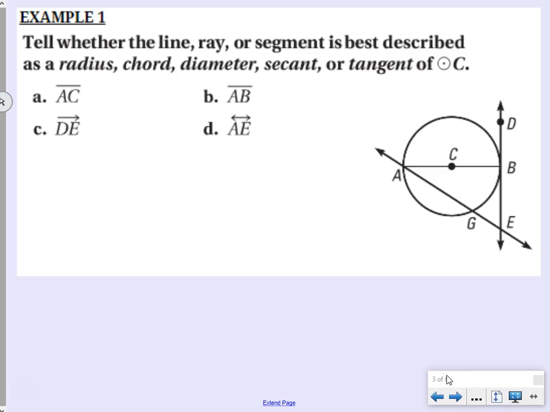All right, example 1. Tell whether the line, ray, or segment is best described as a radius, chord, diameter, secant, or tangent of circle C. So this is another way you'll see a circle labeled, with this drawing of a circle and then the center after the image. So AC, center to the side of the circle, that's a radius. DE, right here, is a line that only touches the circle at 1 point, so that is a tangent.